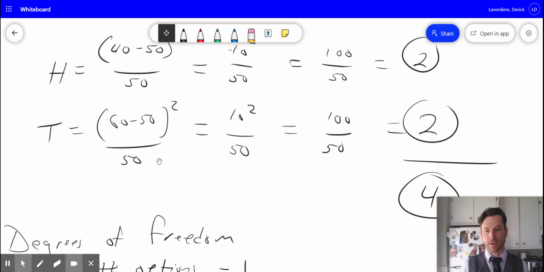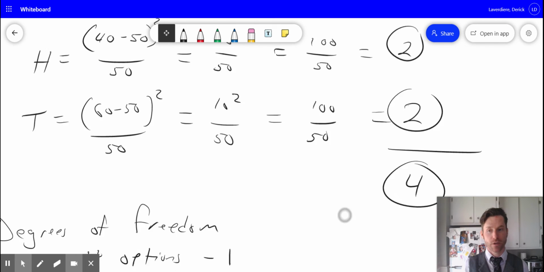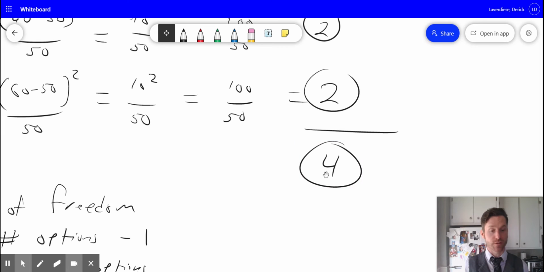I do the same for my tails. I got 60 minus 50 is 10, squared, over my expected, which gives me again 100 over 50, which gives me 2. I must sum these up, and so the sum of all my values is going to be 4. So that's my chi-square value: 4.